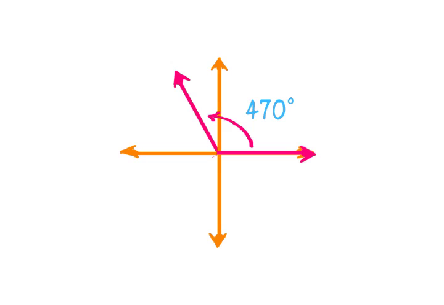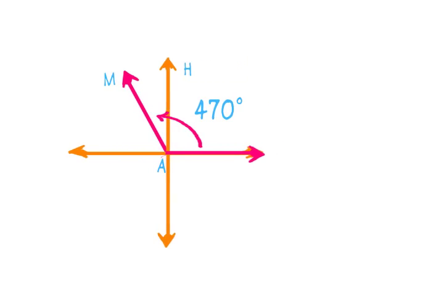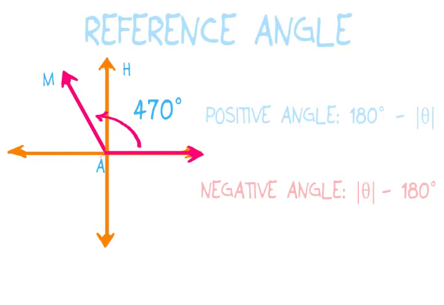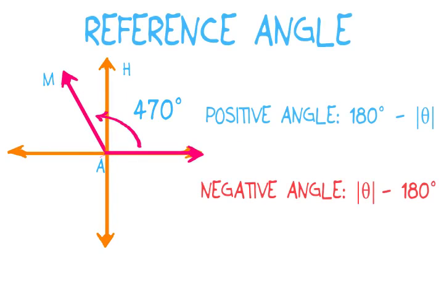As for the second quadrant, we have angle HAM measuring 470 degrees. The equations for the angle found in the second quadrant will be 180 degrees minus theta in positive, and in negative we have theta minus 180 degrees.